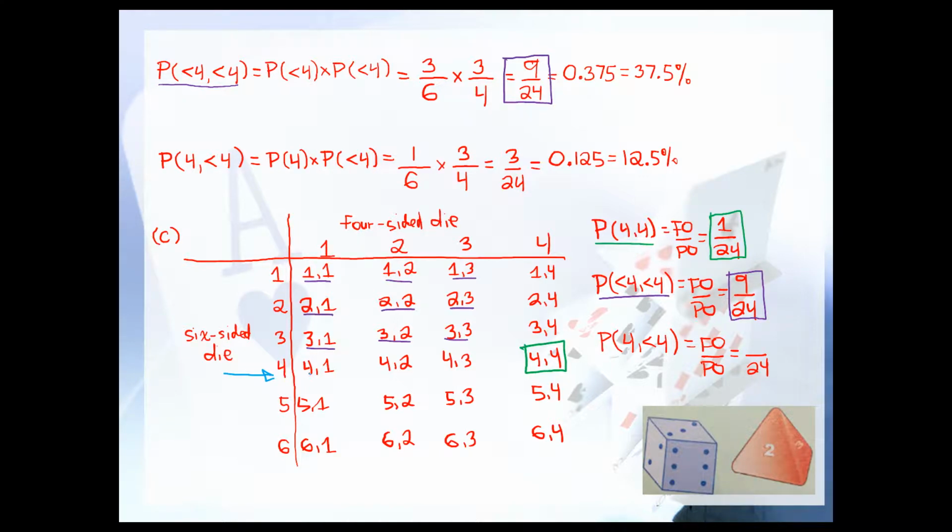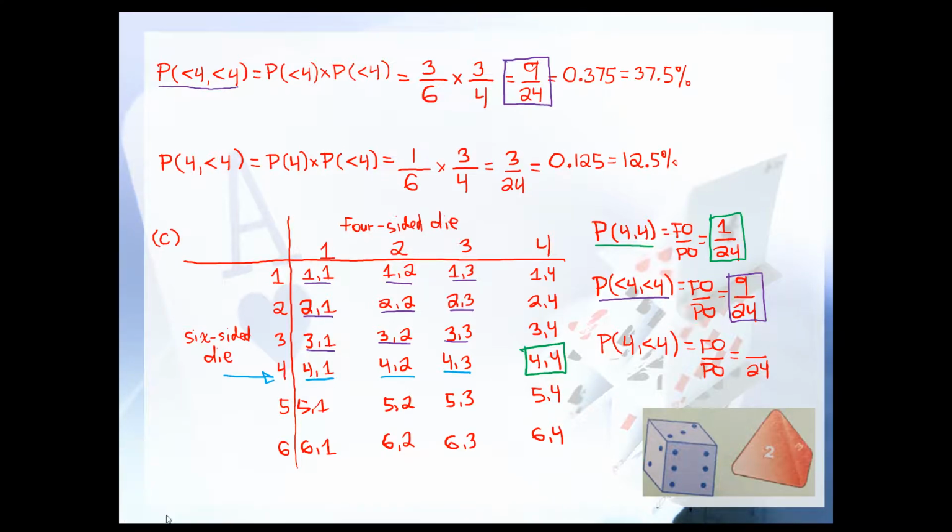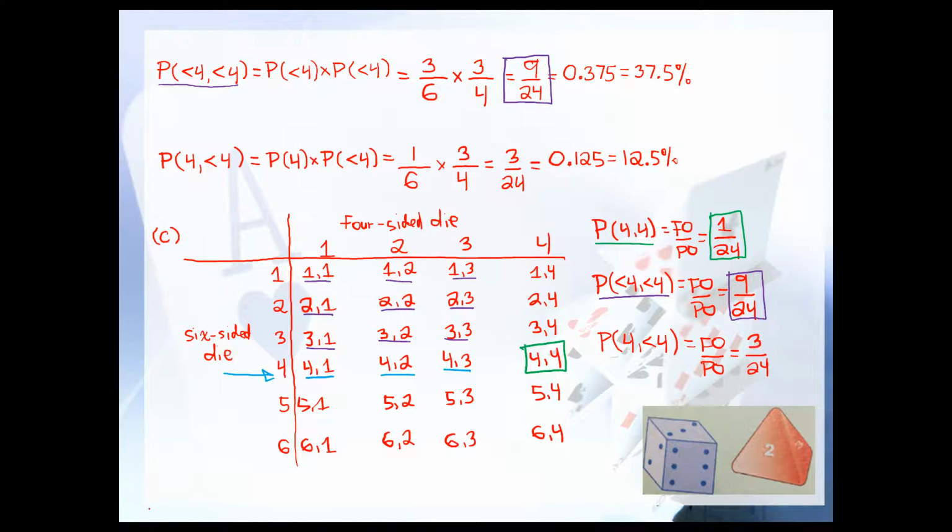So which ones would be okay? 4 and 1, exactly a 4, less than 4 on the 4-sided die. 2 is less than a 4 on the 4-sided die. And then 3 is less than a 4 on the 4-sided die. There's actually only 3 ways you can get that. So this would then be 3 over 24. Let's compare now. The probability of obtaining a 4 on the six-sided die and less than a 4 on the four-sided die is 3 over 24. And comparing that to my multiplication method, you got the exact same thing.